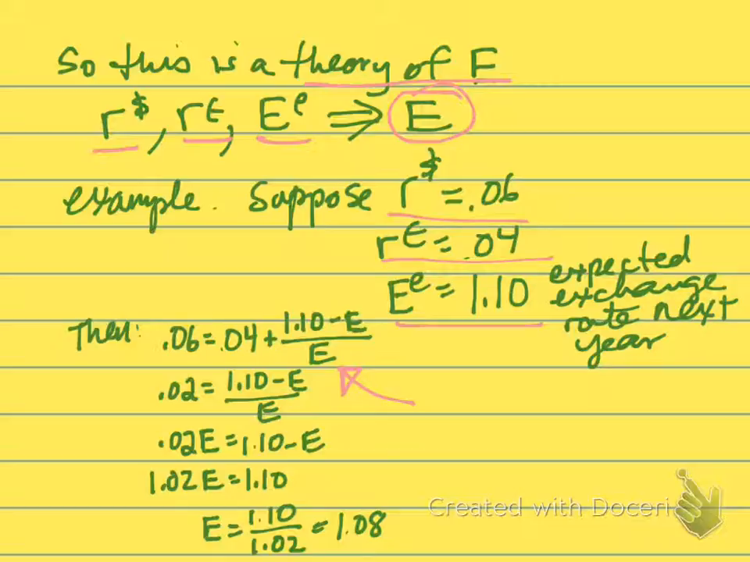So we have a formula, an equation. It's one that we definitely want to memorize. And we plug in our numbers and we do some algebra. And we end up with our current exchange rate being roughly equal to 1.08.